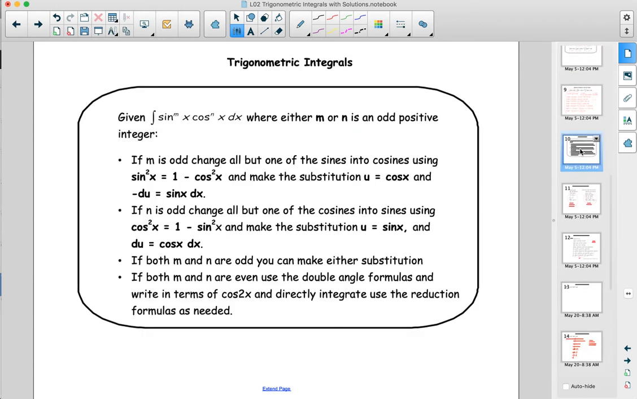All right, moving forward. Trigonometric integrals. I'm just going to pause for a moment. All right, we're back. Trigonometric integrals.